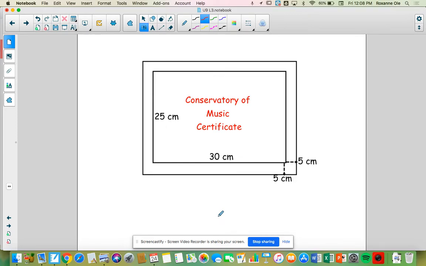Today we're going to look at some strategies for figuring out word problems. And the strategy we're going to look at today is drawing a diagram. Sometimes when you're given a word problem, it's very helpful to draw a diagram so you can see what you're dealing with.